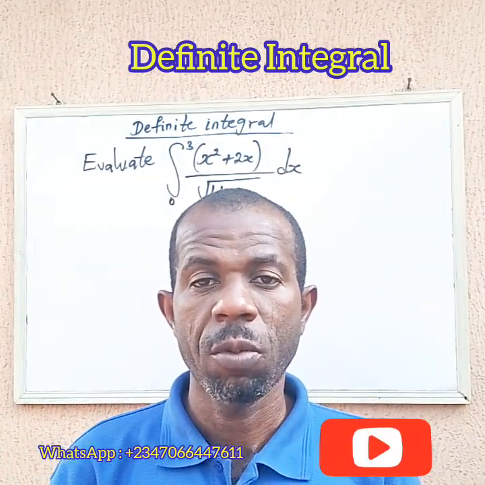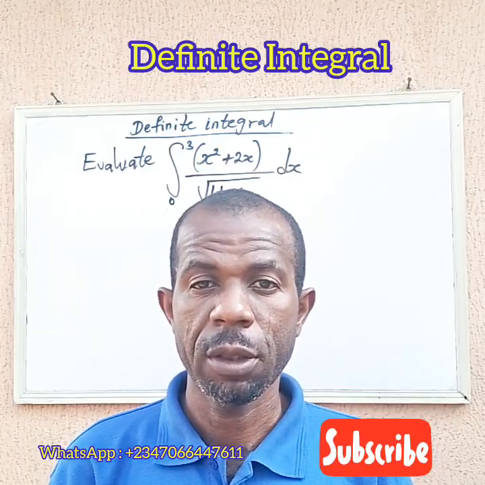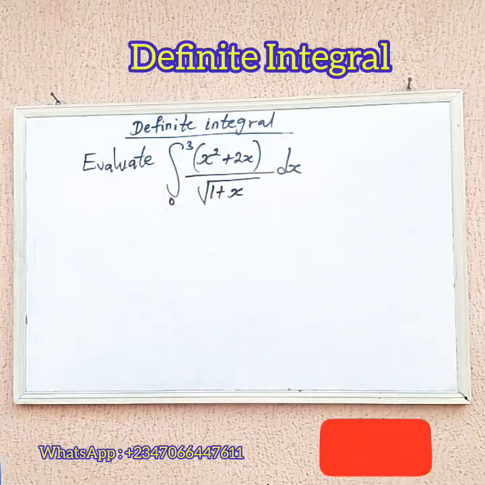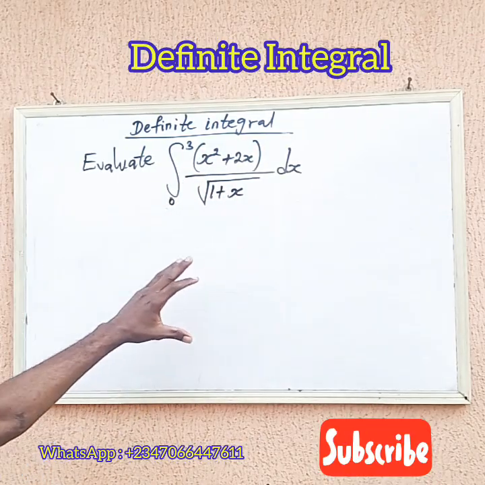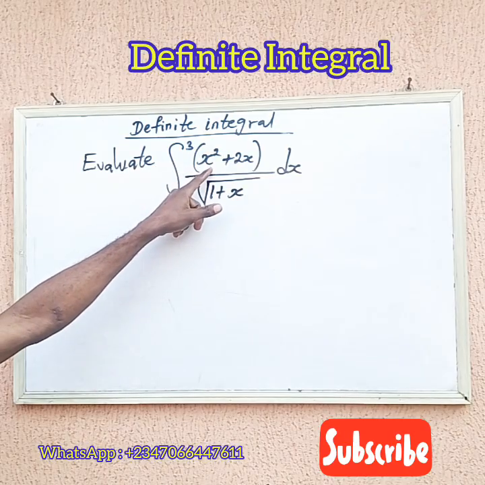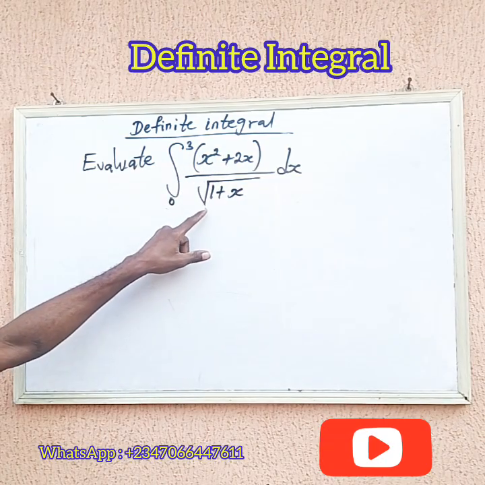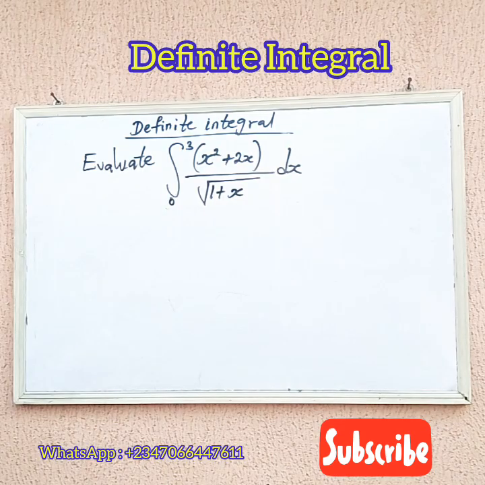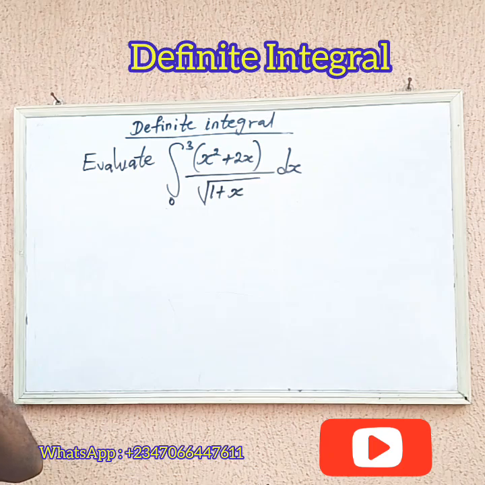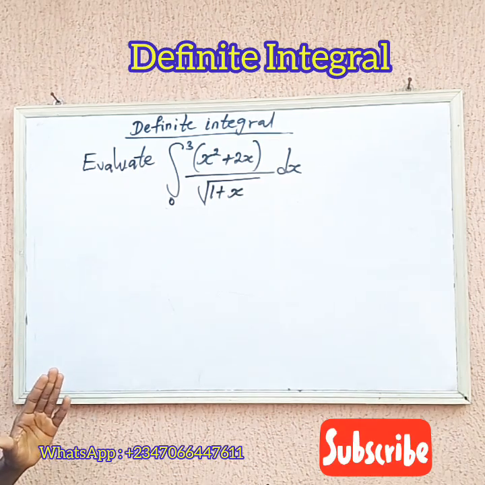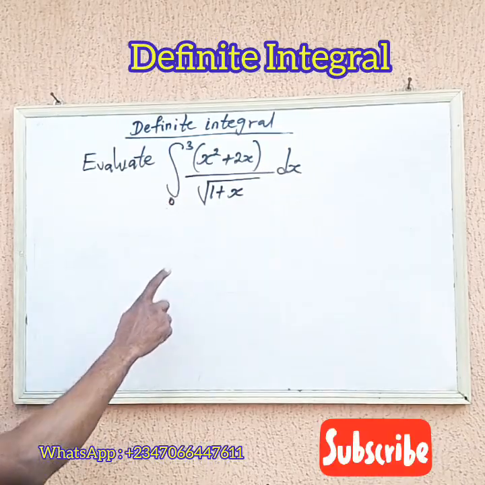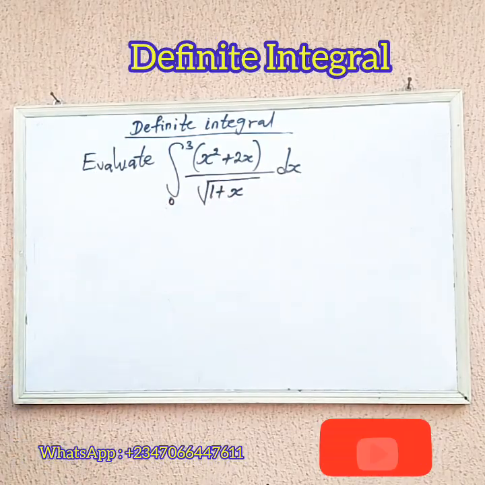In today's class, we will be looking at some questions on integration, precisely definite integral. So we want to look at this question here. We are asked to evaluate the integral of x squared plus 2x all over the square root of 1 plus x. So this is the upper limit and the lower limit. For us to solve this question, we have to use a substitution method. Substitution method is the only way we can solve this question.